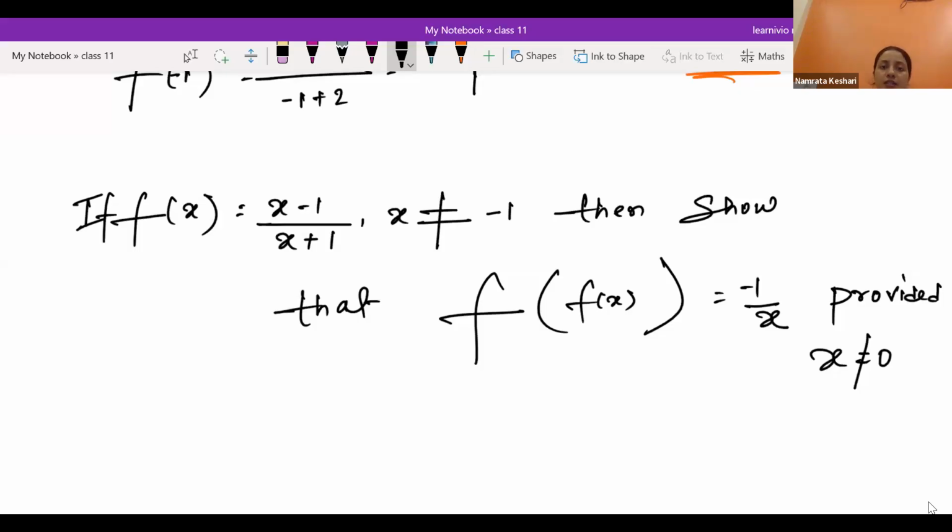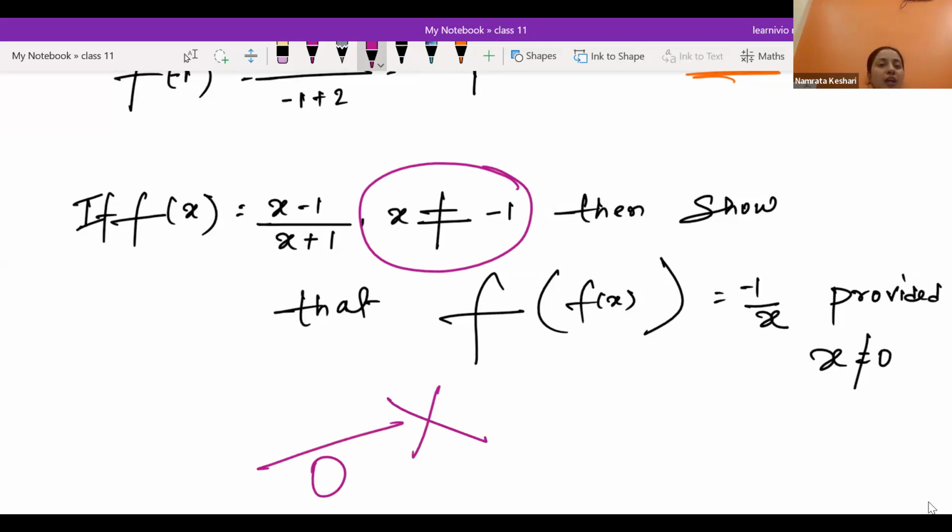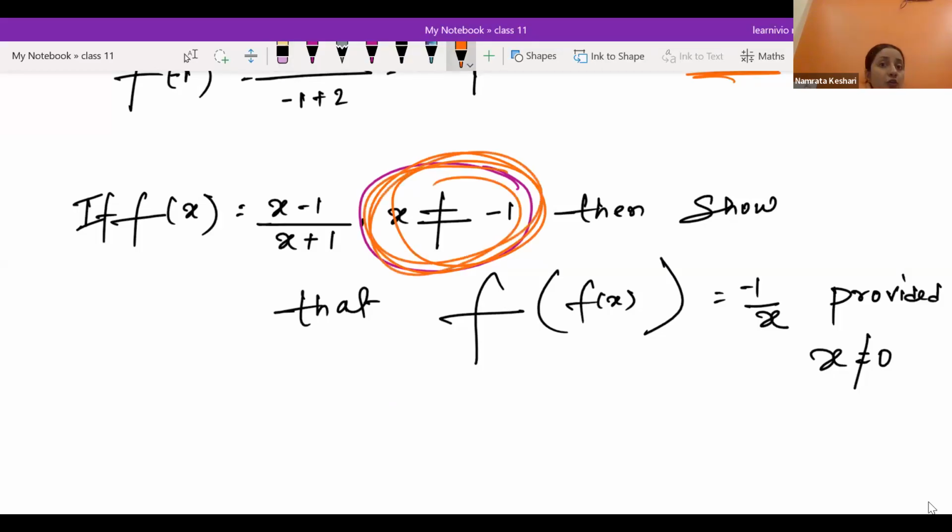Here why is it written x not equals to minus 1? Because we understand the denominator cannot be 0, right? Anytime, anywhere in mathematics, the denominator should not be 0. Zero in the denominator is not allowed in mathematics. Do you know that? Yes, ma'am. That's why here it is specifically given that x can be any real number, but not minus 1, because minus 1 can make our denominator 0 over here. Making sense?